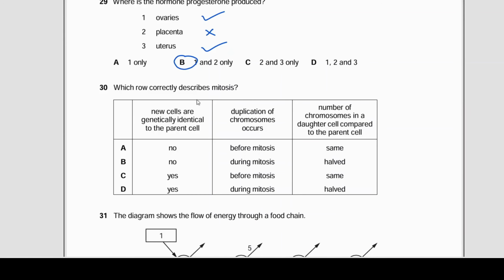New cells are genetically identical. Yes. Duplication before mitosis, I guess this option seems okay. Okay, let's see. Or during mitosis? Yes, it happens before mitosis, in the S phase. Number of chromosomes as compared to daughter cells, they remain the same. Parent cell and daughter cells have the same number of chromosomes, so C is the answer.